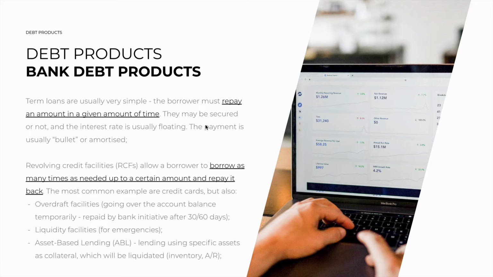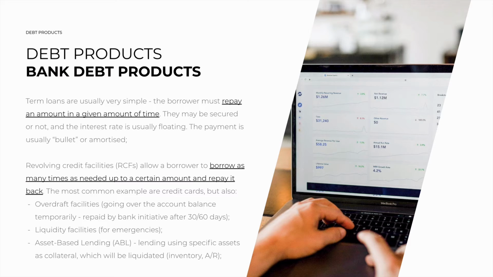The payment is usually one of two types. Either it's what is called bullet, where the full amount of the principal is paid at the end of the period. For example, you borrow 5 million for 5 years, so you pay those 5 million in full after the 5 years, or it's amortized, where the principal is split and is paid together with the interest throughout the period, for example, with a mortgage.